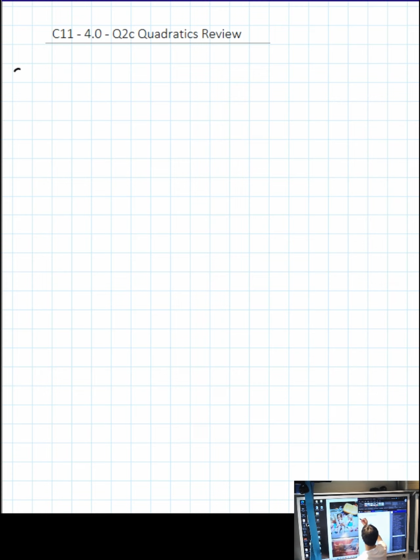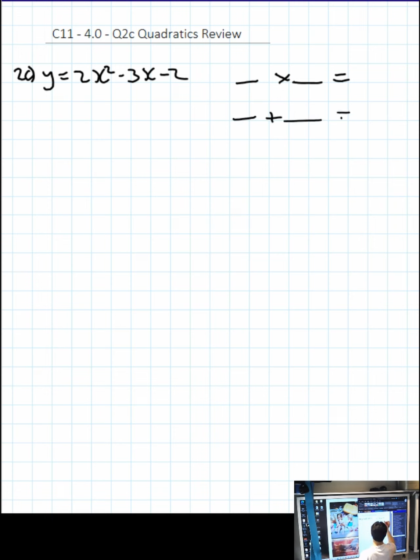Okay, so we have 2c. Y equals 2x squared minus 3x minus 2. Now we're going to factor this thing. Off to the right, blank times blank equals. Below it, blank plus blank equals. Now we're looking for two numbers that multiply to get. Now notice a is not 1, so it's a more difficult type of factoring.